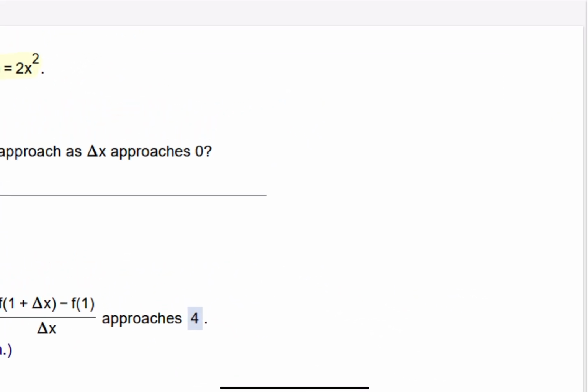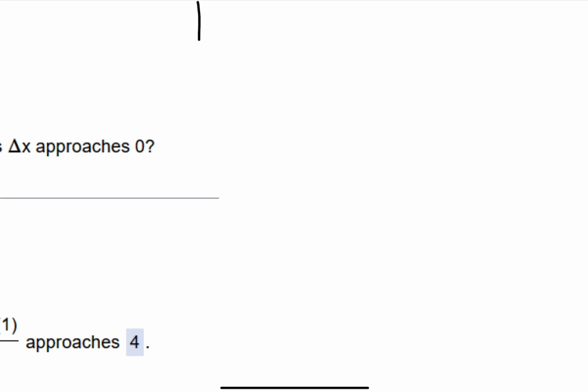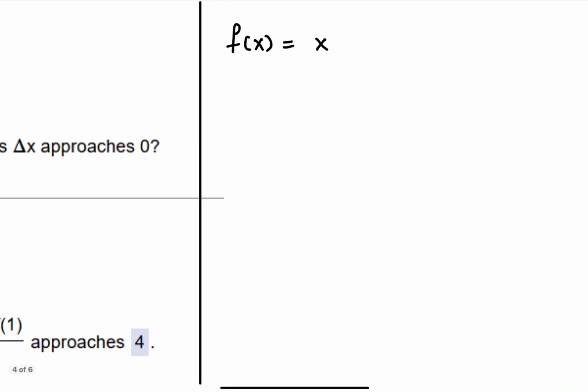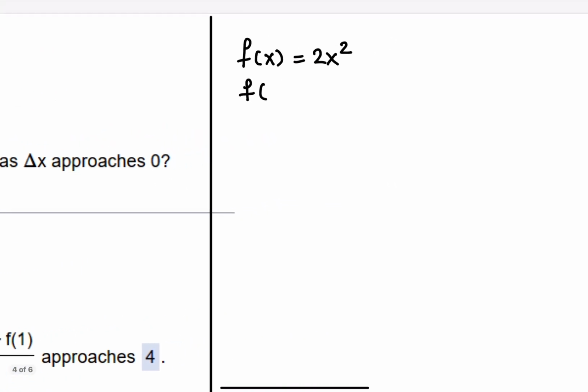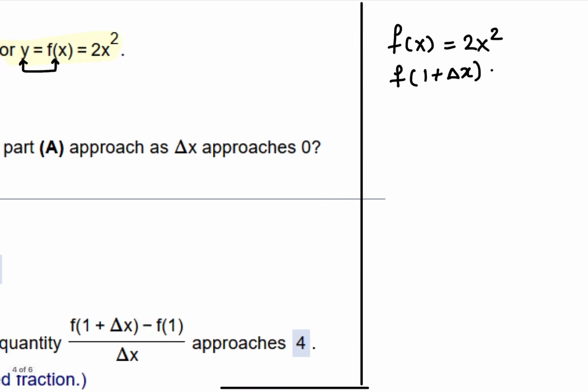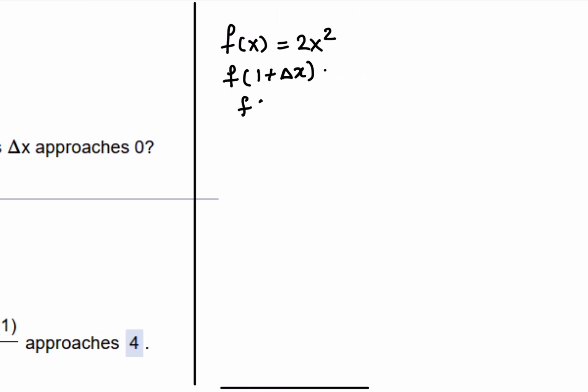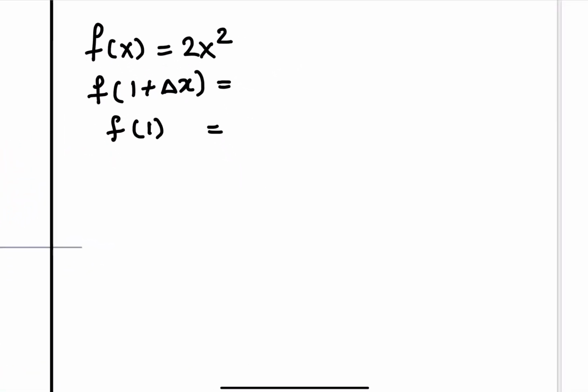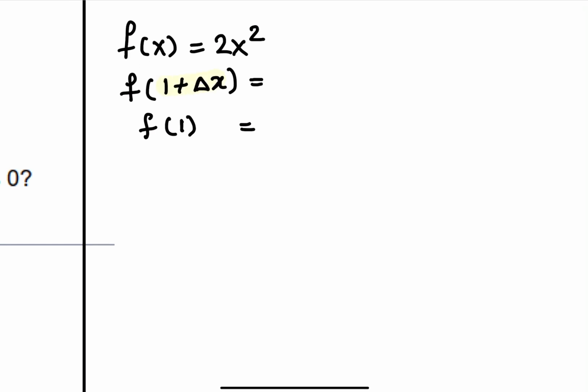I am going to have my space right here. I'm going to draw a straight line. So I have my function f of x is equal to 2x squared. Now what they're asking me to find is f of 1 plus delta x. And they asked me to subtract this from f of 1. So I'm going to find each of these functions separately so I can show you. This is my function f of x. So how do I find this f of 1 plus delta x? Simply plug this in place of x.